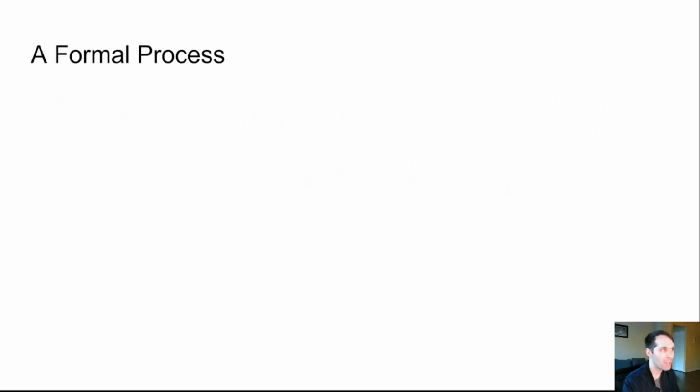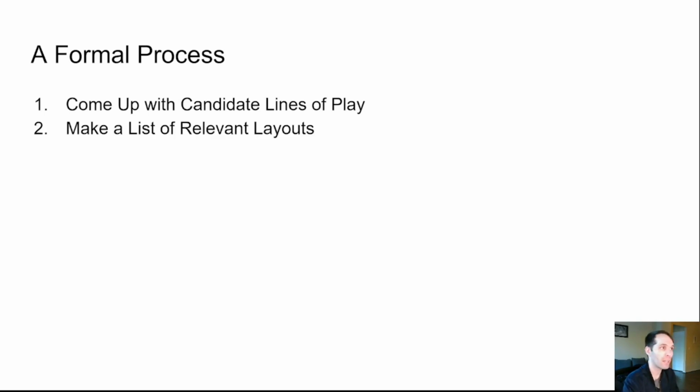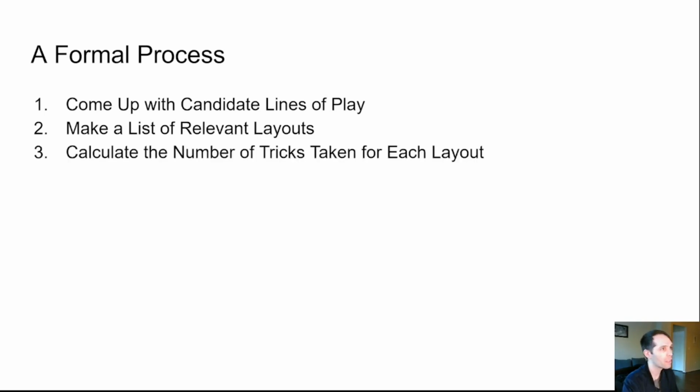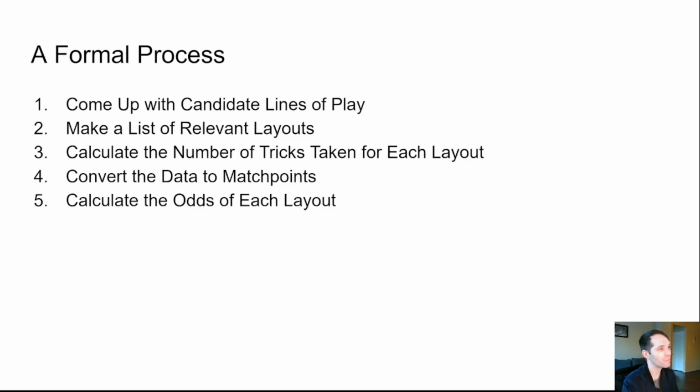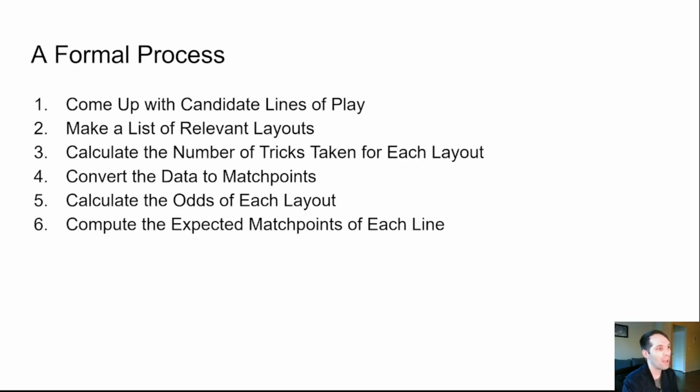So the process has 6 steps. First, we want to come up with candidate lines of play. Next, we're going to make a list of the relevant layouts that we need to consider. We want to calculate the number of tricks taken for each of these layouts. We next need to convert the data to matchpoints. We're going to calculate the odds of each layout occurring. And finally, we compute the expected matchpoints of each line. Now, I'm going to take you through each of these 6 steps in more detail.